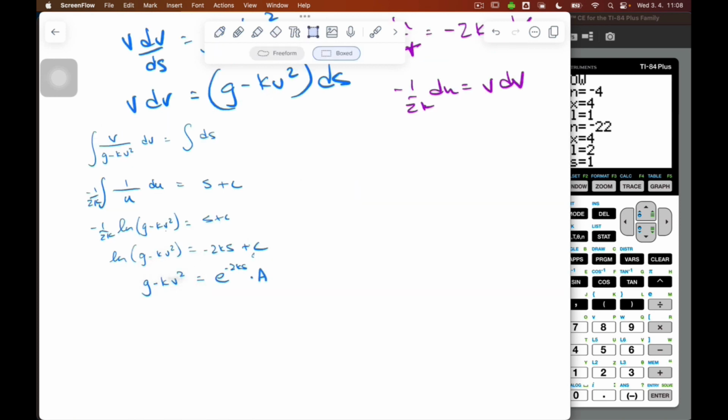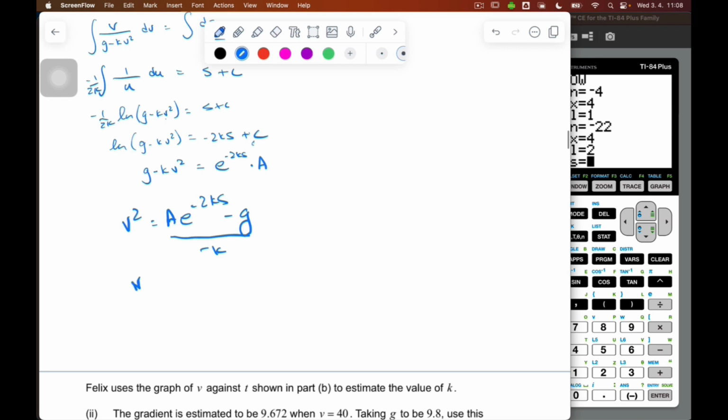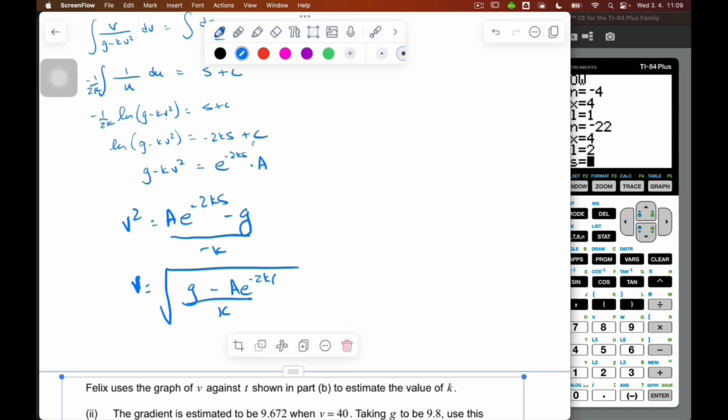Solving for v, I'm going to subtract. I get v squared is equal to e to the minus 2ks, we'll put the A here, subtract g, divided by negative k. And so v, if I keep rearranging, is the square root of, this becomes positive, g minus A e to the minus 2ks, all over k. So this is v.